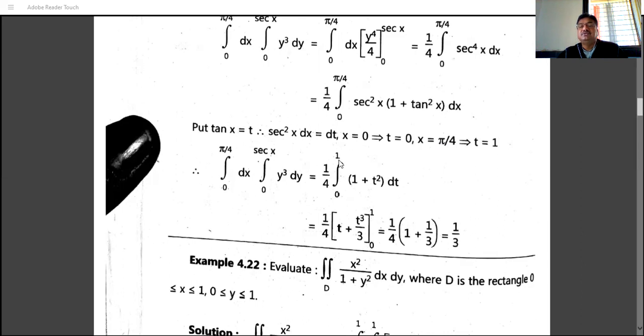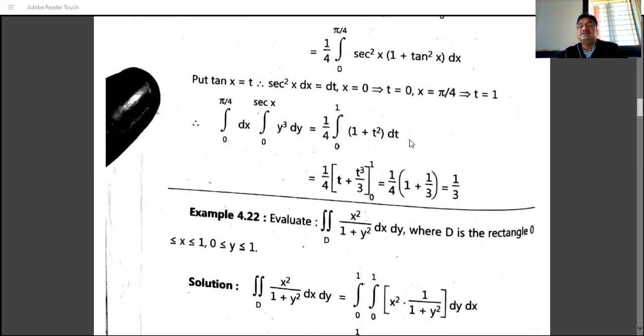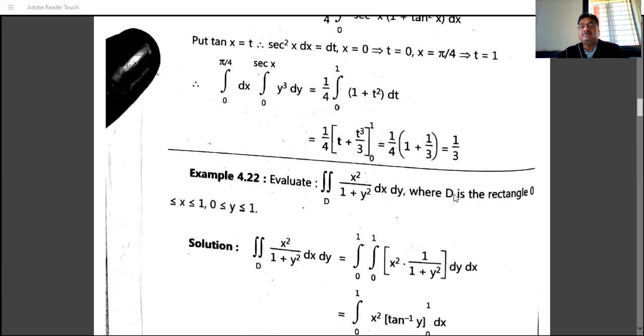0 to 1. And sec square x dx is dt, and 1 plus t square, since tan x is t, 1 plus t square dt. And then its integration with respect to t is what? T cube by 3, 0 to 1. At the upper limit, that is, substituting t as 1, we have this answer. If we substitute t as 0, we have 0. So we have the answer 1 by 3.